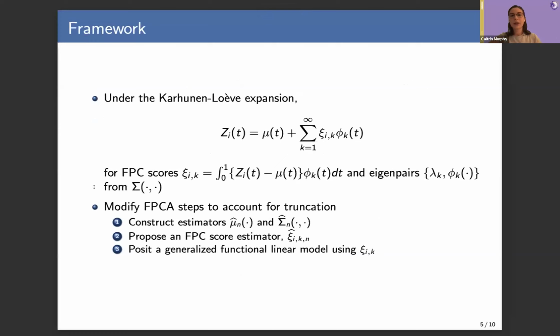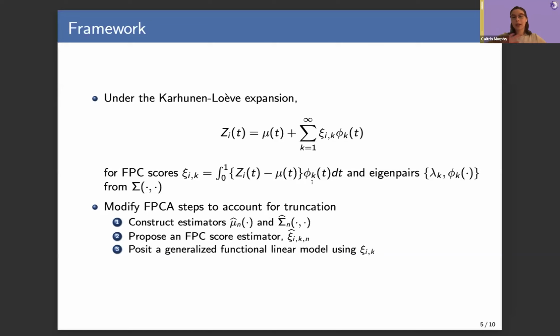What we'll do is use the Karhunen-Loève expansion, which allows our process Z sub I, so for unit I, their unobserved glucose at time t, to be represented as a mean function at time t, plus an infinite sum of FPC scores times their eigenfunctions. An FPC score here is just the integral over the time domain of the centered function times the eigenfunction. And this is a standard definition.